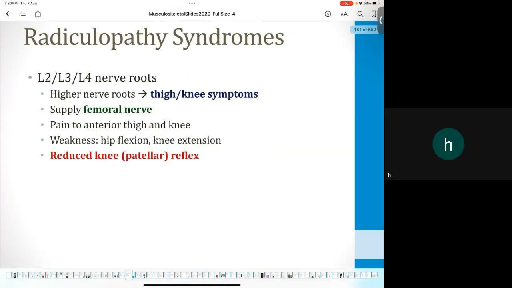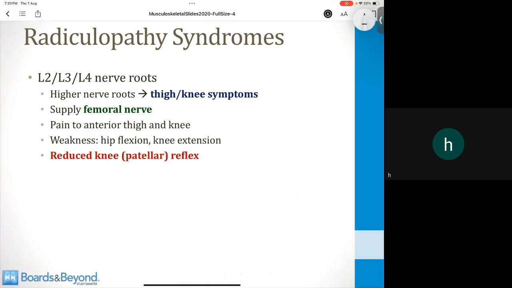Radiculopathy syndrome. Okay, what is radiculopathy syndrome? We can have a third case here as well, right? What if we have radiculopathy or compression of L2, L3, and L4 nerve root? What would happen then?